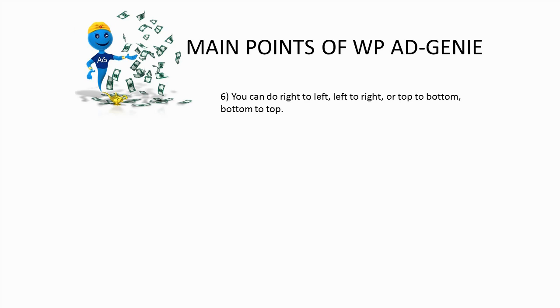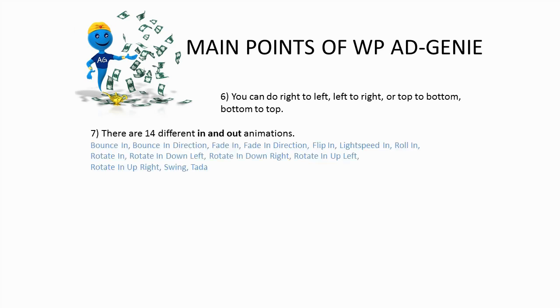Same for top to bottom. It'll go from top to bottom, back to top. It can be the same ad that you want to display over and over again, or it can be a different ad. You can add multiple ads in groups. There are 14 different in and out animations. You got bounce in direction, fade in direction, flip in, light speed in, rotate in down left, rotate in down right, rotate in up left, rotate in up right, swing, and ta-da. And these things give you some very cool visuals.